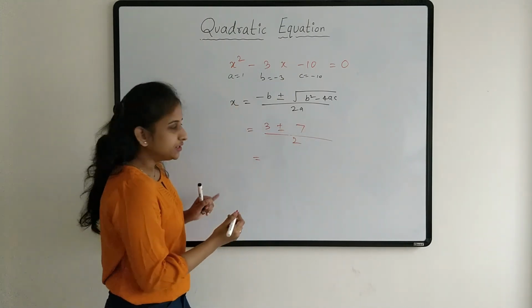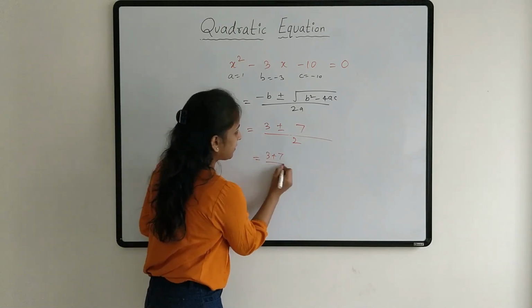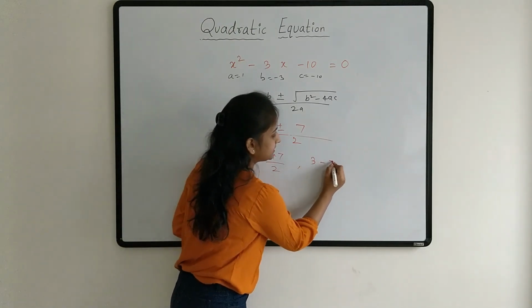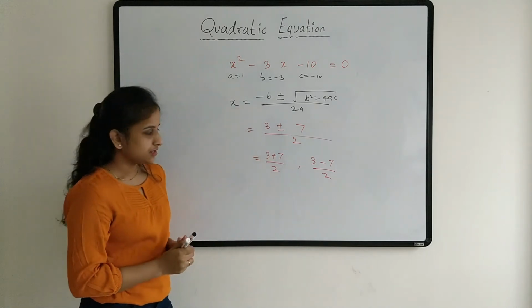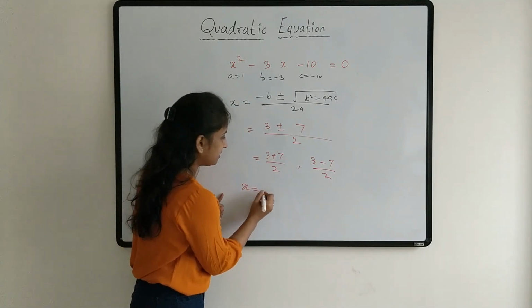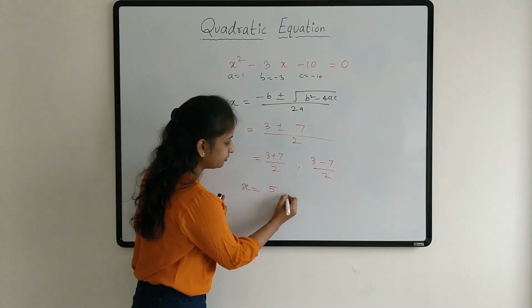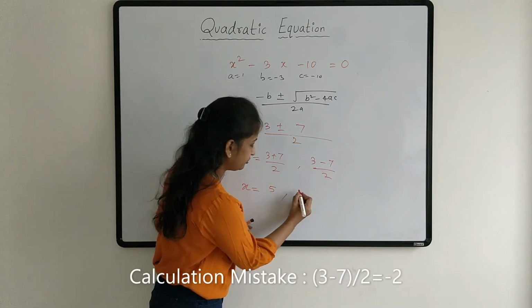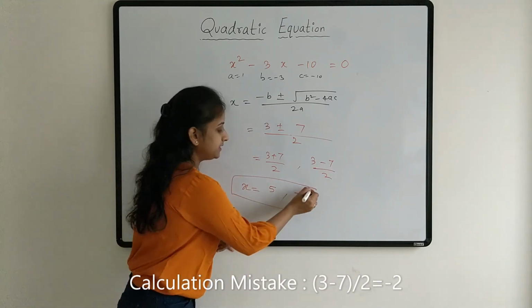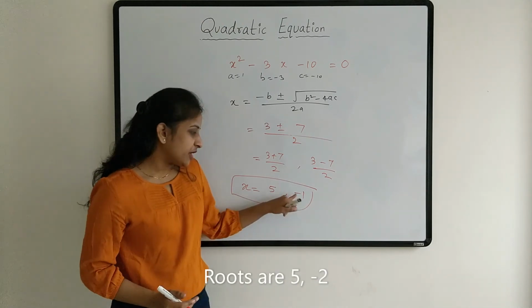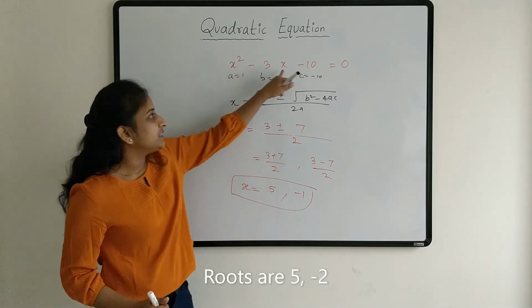So what are the roots? 3 plus 7 by 2 and 3 minus 7 by 2. So x is equal to 10 by 2, that is 5, and minus 2 by 2, that is minus 1. These are the roots, 5 and minus 1, of this quadratic equation.